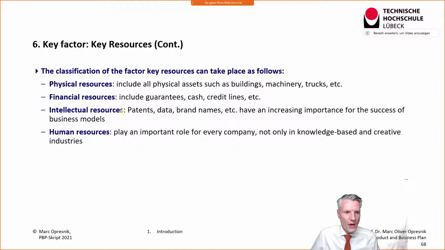Here we have it, physical resources. All physical assets, such as buildings, machinery, trucks. Interestingly, in today's world of digitalization, four of the most powerful companies in this era are the GAFA companies. I mentioned that before, probably Google, Amazon, Facebook, Apple. All those companies are not very strong compared to other traditional companies such as Exxon or Shell or Bank of America when it comes to physical resources.